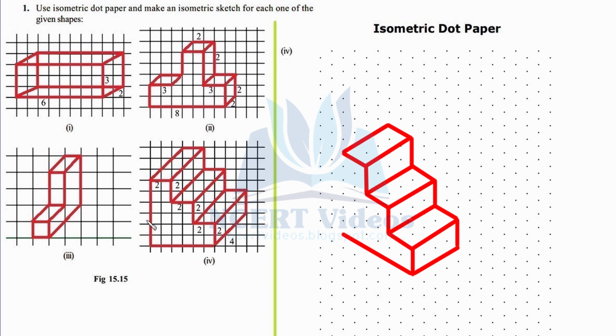So see how easy it is to make isometric dot paper. Then we connect the altitude, that will be 6 because 2 3s are 6 again. So we got a beautiful isometric view of the given oblique sketch. With this, the fourth part is completed and question 1 is completed.